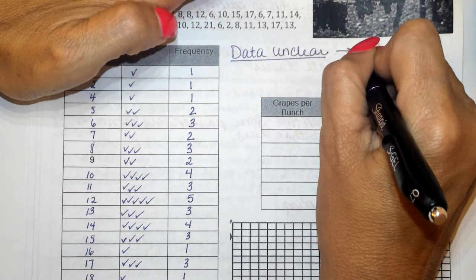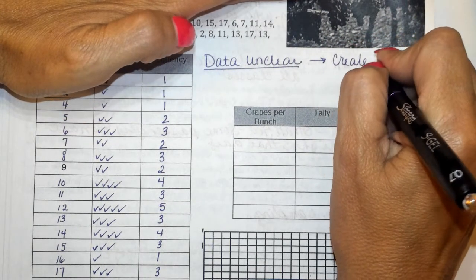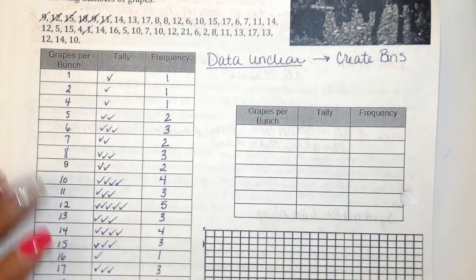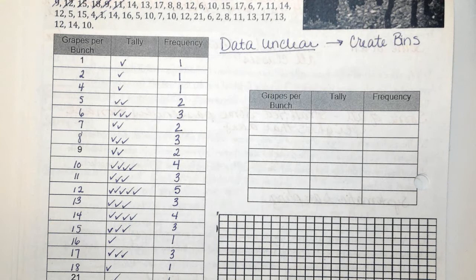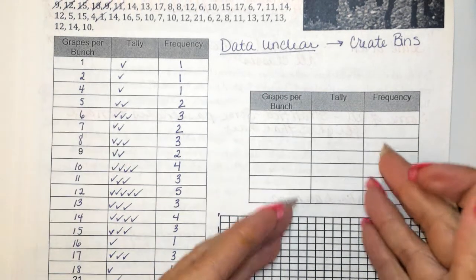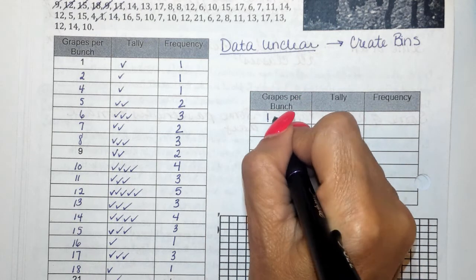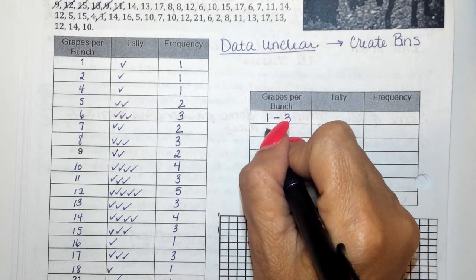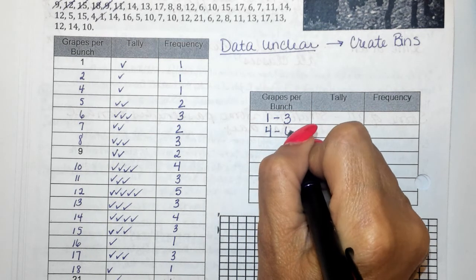So what I'm going to do is create bins. What I want to do is put the grapes in the bins and reduce the data a little. So I'm going to do this. I'm going to say the number of grapes on a bunch. I'm going to say 1 to 3. And then the next bin would be 4 to 6.